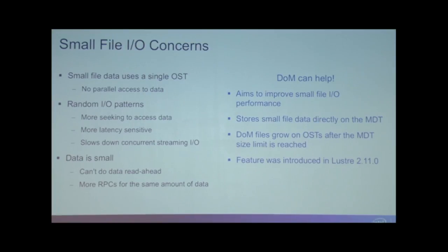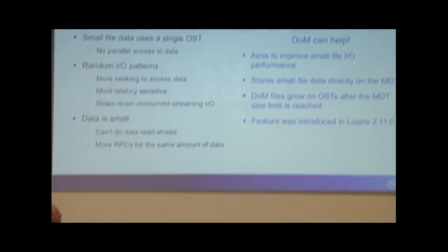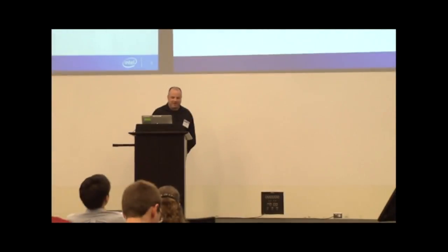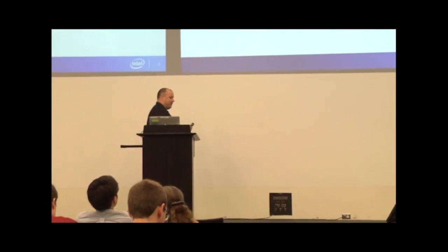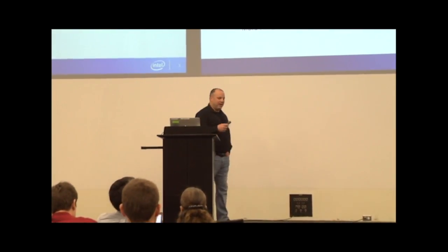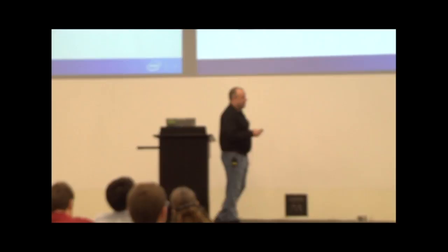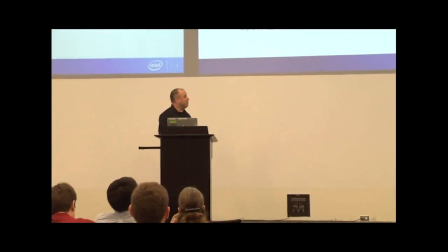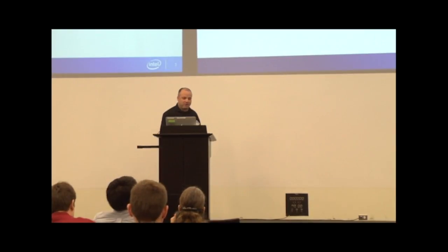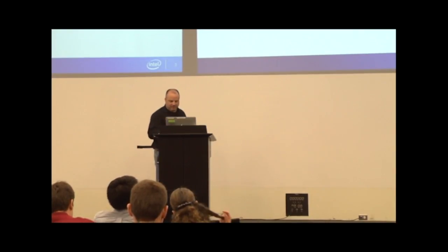Data-on-MDT aims to improve small file I/O performance. It's not the all singing and dancing solution that will solve all small file I/O concerns, but it does aim to address the concerns that we're talking about on the left-hand side here. It does that by storing the data directly on the MDT. And as that file continues to grow beyond a specified limit on the MDT, it'll continue to grow on the OSTs. Phase one of this feature was introduced in Lustre 2.11, which was recently GA.